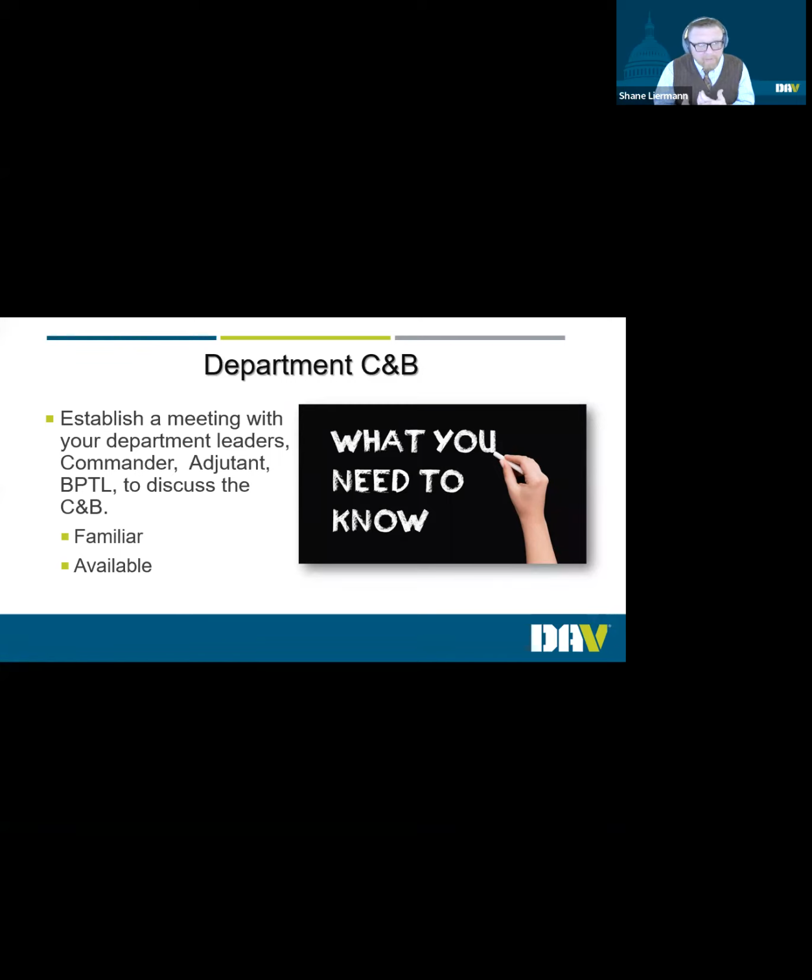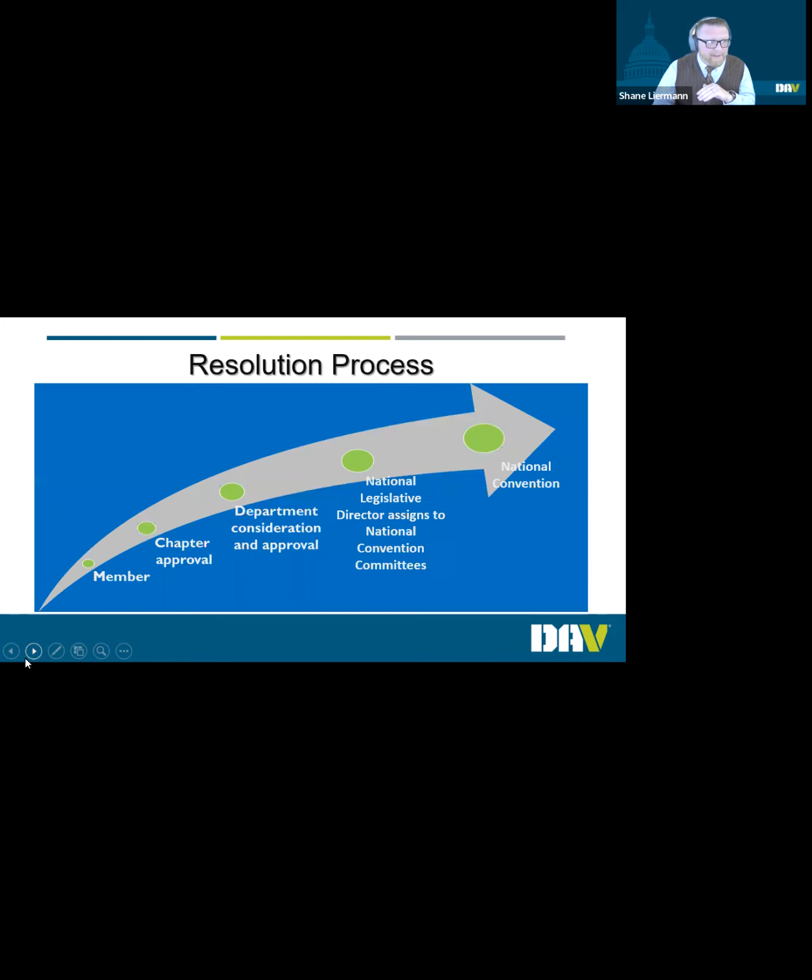Also, some department constitution and bylaws contain specific information on when chapters must send their adopted resolutions to the department. Some departments, it's 14 days prior to the department convention, some 17. Make sure you understand what your department constitution and bylaws say in reference to when they must be submitted from the chapter and how the whole process is supposed to work at your department convention. Make sure you're familiar with everything in your C&B and have those available to any and everyone who asks.